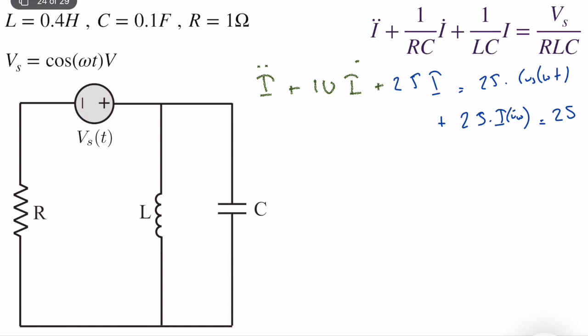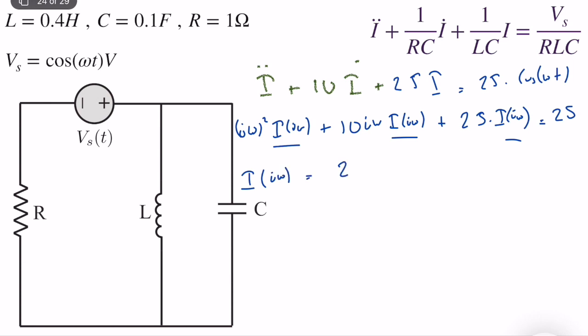So this is equal to 25 times... we don't know I(j omega). It has a magnitude and phase, and we will try to figure it out later. So 10 times j omega times I(j omega). I have a double derivative, which means I have (j omega) squared times I(j omega). So I have I(j omega) in every term. If I simplify things, I(j omega) is equal to 25 divided by 25 minus omega squared plus j times 10 times omega. Here (j omega) squared is minus omega squared. So this part is real, this is complex.